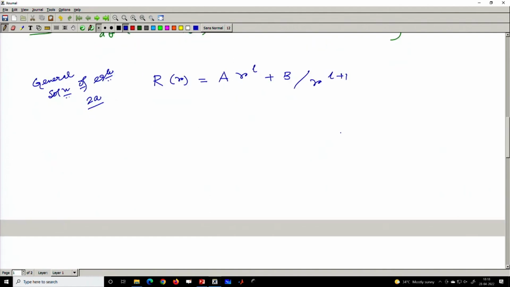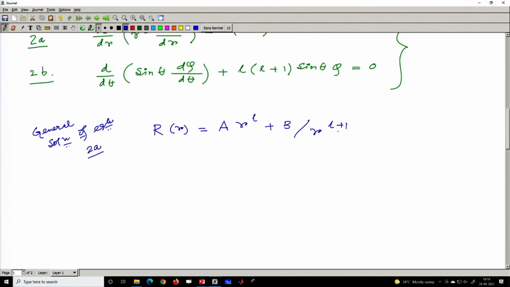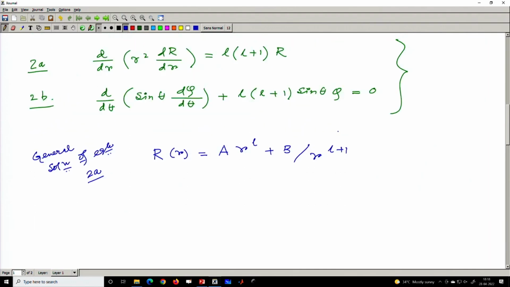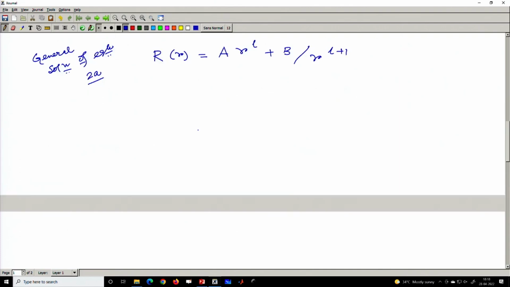So I give you, students, this as a homework problem. Please check whether the solution written here in blue color satisfies equation 2a or not. Okay, so what about 2b?